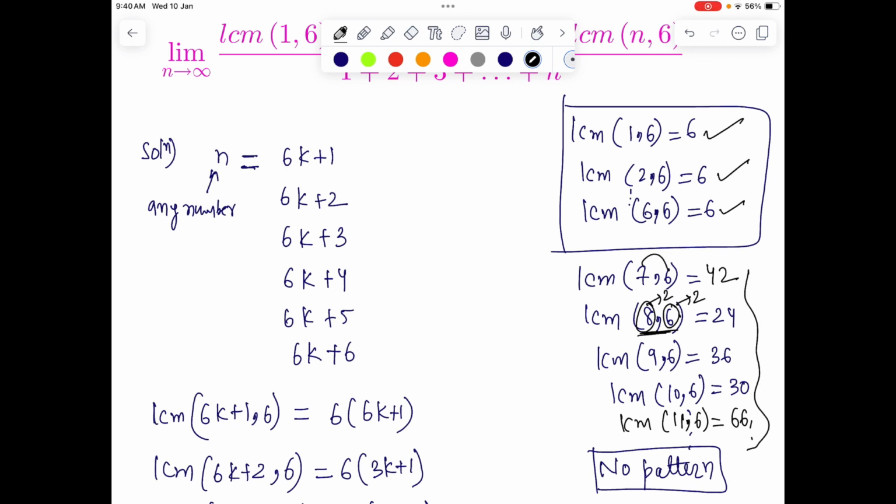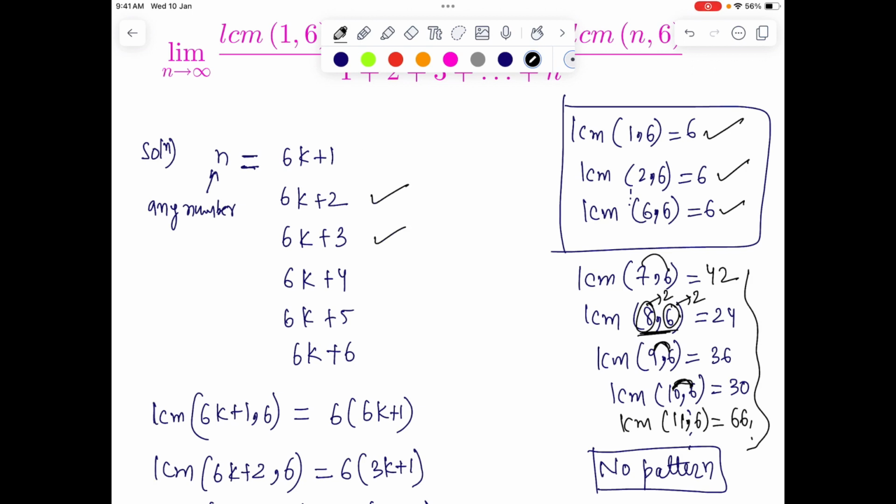A beautiful way of finding LCM of 8 and 6 will be product of numbers by their HCF. So it's 8 into 6, which is 48, and HCF of 8 and 6 is of course 2. That you can even derive from the previous result. Similarly, HCF of 9 and 6 is 3. HCF of 10 and 6 is 2. So like this we can find. So product of numbers by HCF is going to be LCM.